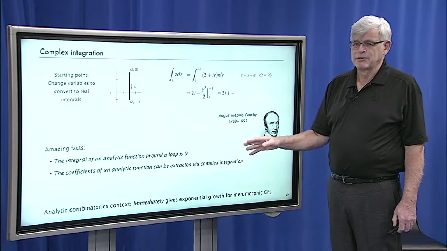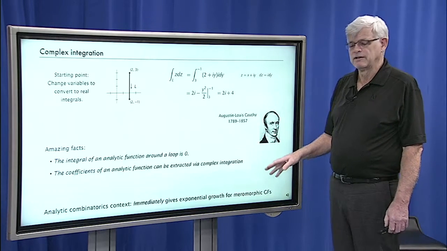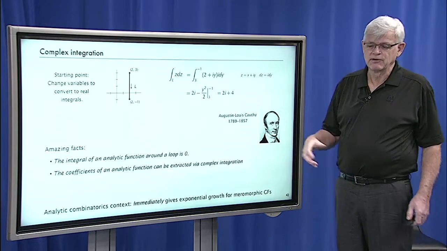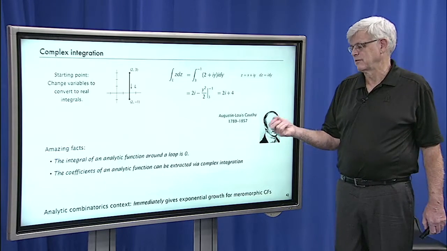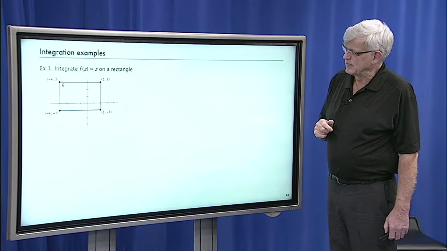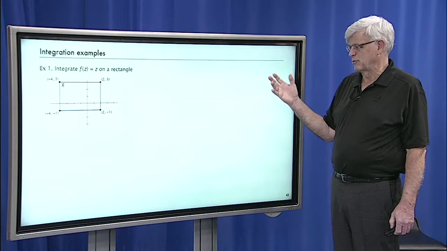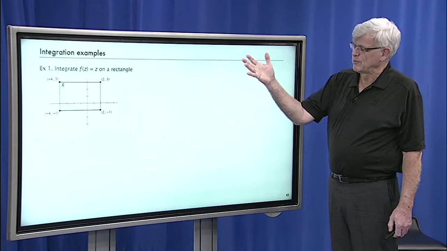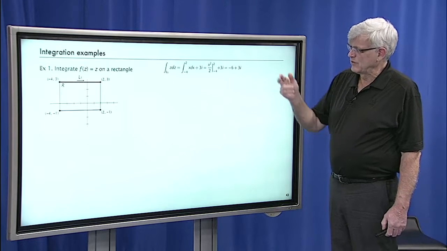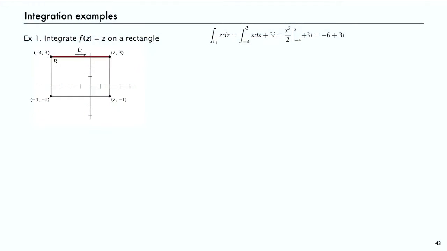So for analytic combinatorics, what we're going to use this for is to get exponential growth for this bigger set of generating functions than the rational, called meromorphic. But let's look in more detail at some examples of integration. So let's say we want to integrate f of z equals z on a rectangle. So we'll just integrate along the 4 lines, just as I did before.